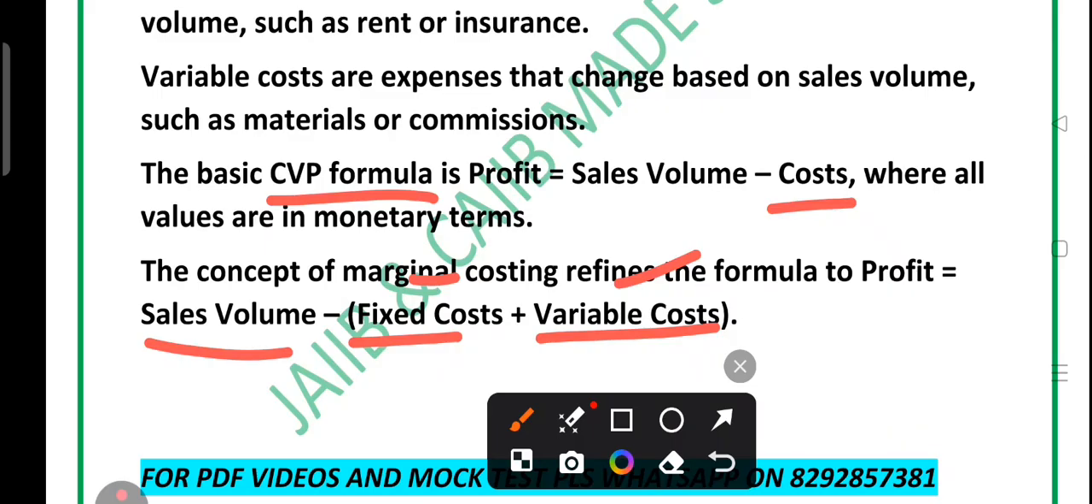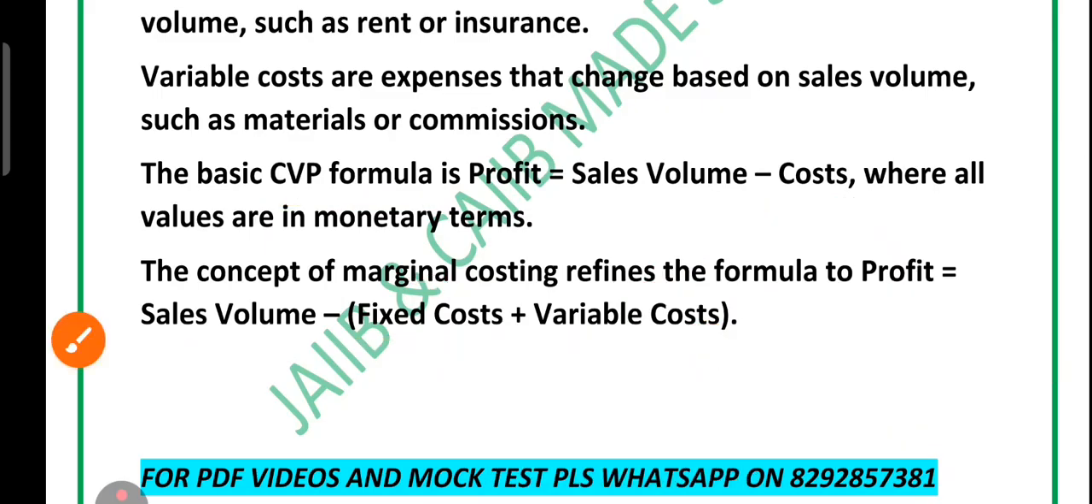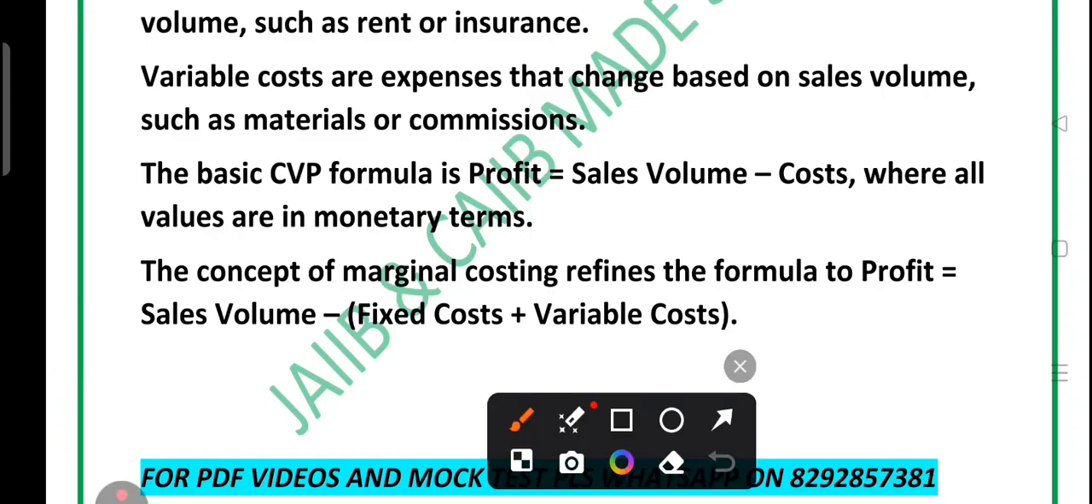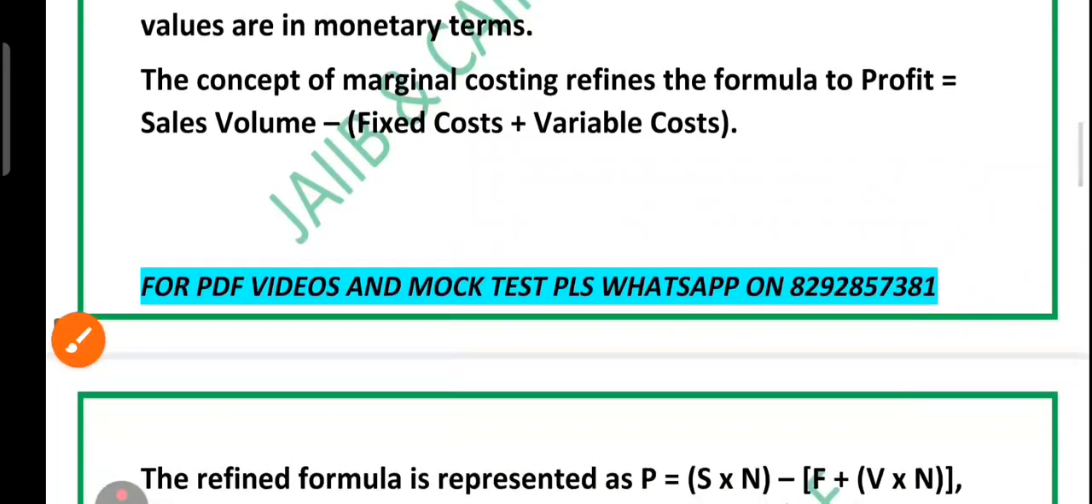This helps managers quickly see how many units they must sell to cover the cost, and what happens if the sales goes up or what happens if the sales goes down. Means to cover the cost, how many units they need to sell, right? And what will happen if the sales goes up and sales goes down. So let me give you one example to make it more clear.